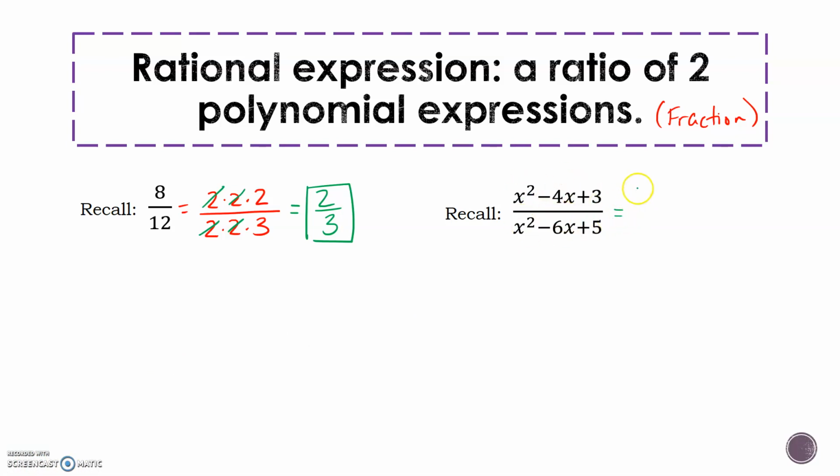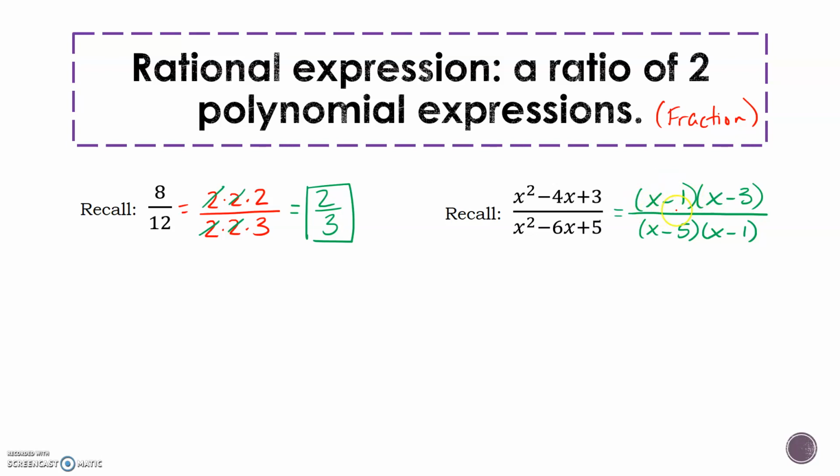The numerator, x squared minus 4x plus 3, we need to factor that. The factors of that are x minus 1, x minus 3. The factors of the denominator are x minus 5, x minus 1. These are factors. And if you don't know how to factor, you need to review factoring because this requires a lot of factoring.